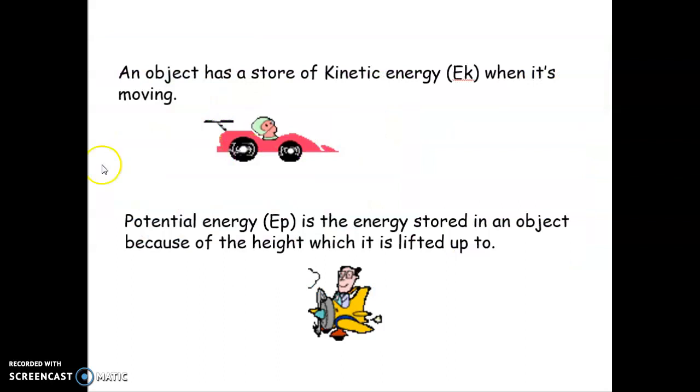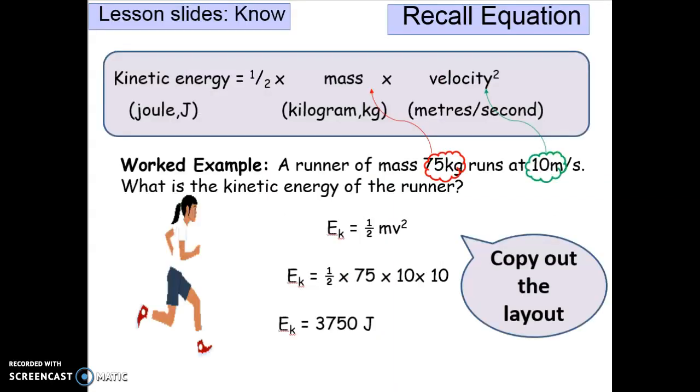Okay then, so moving objects have stores of kinetic energy, and gravitational potential energy is the energy stored in an object because of the height which it is lifted up to. So that's what we looked at last lesson. So let's look now at what the equation for kinetic energy involves. What 2 things are involved in kinetic energy? So you should have got that from the video.